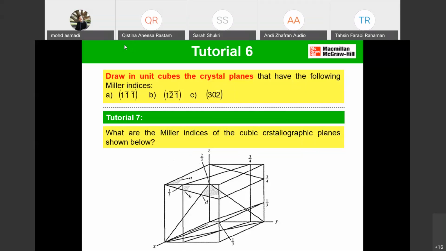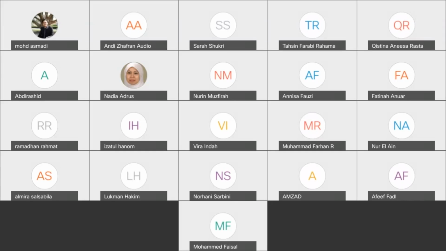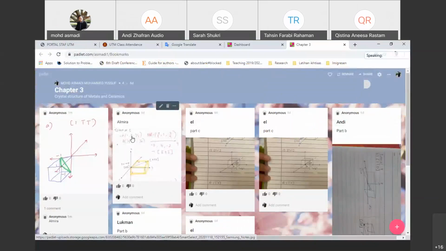How do you know? Because there's no step. You didn't show the step. I think it's better you show the step, isn't it? Not only just the answer. So how is it, you take the reciprocal or you multiply with the integer? I think it's better you show the step how you determine this Miller indices of this plane. The answer is correct, but I think you have to show the steps.